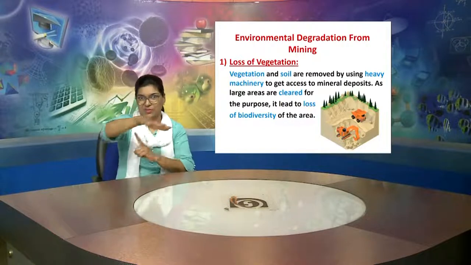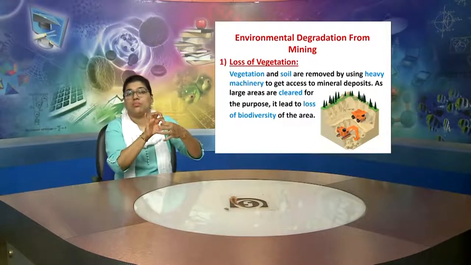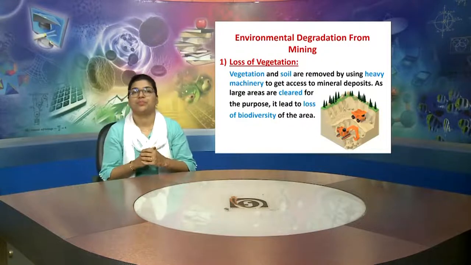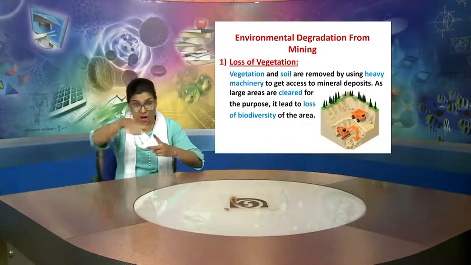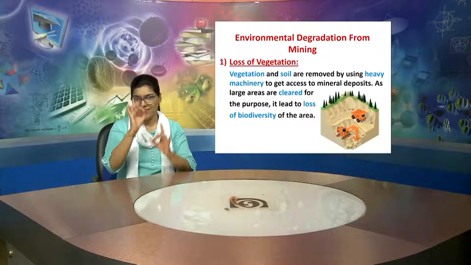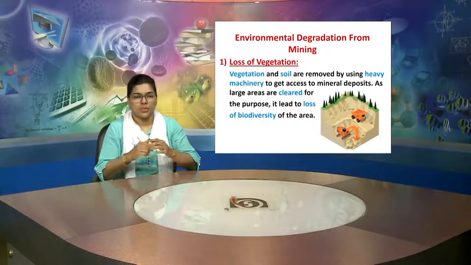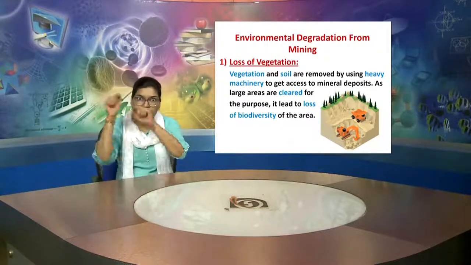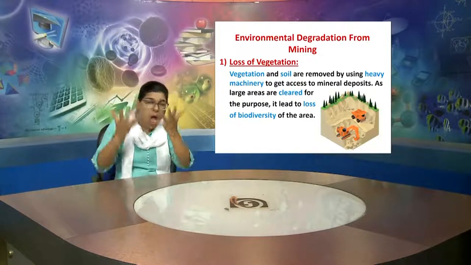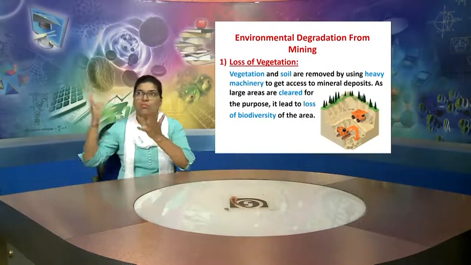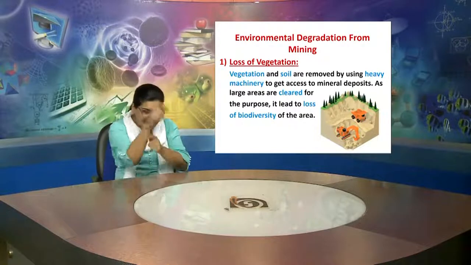Now the image which you can see on the screen is explaining the environmental degradation which occurs from mining. We are going to discuss all those points now. The first point is on the screen. It is explaining that there is a loss of vegetation. We know that vegetation and soil are removed by using heavy machinery to get access to mineral deposits, because heavy machines are used to clear the larger areas.